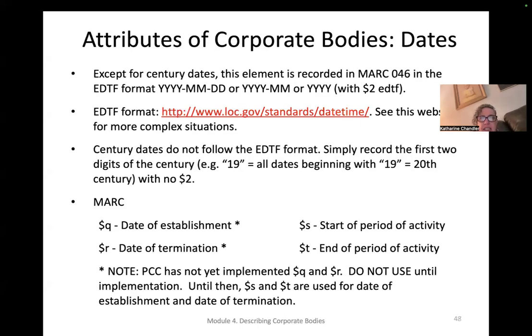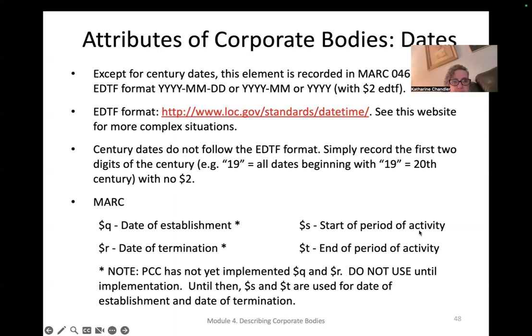Except for century dates, this element is recorded in MARC 046 in the EDTF format. The EDTF format has this link. You can see a website for more complex situations. Century dates do not follow the EDTF format. Simply record the first two digits of the century, with an exception for after the 20th century or 21st century. And then in MARC, you have subfield Q, subfield S, subfield R, subfield T. PCC has not yet implemented subfields Q and R, etc.